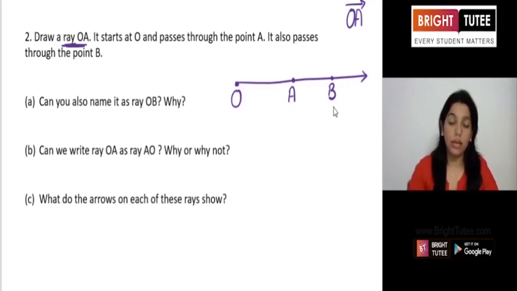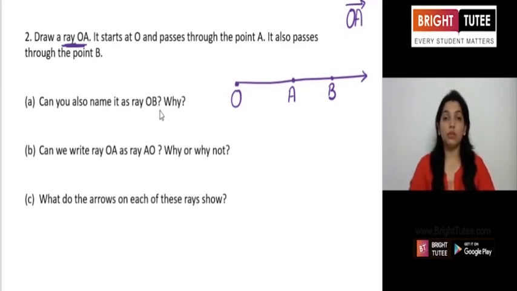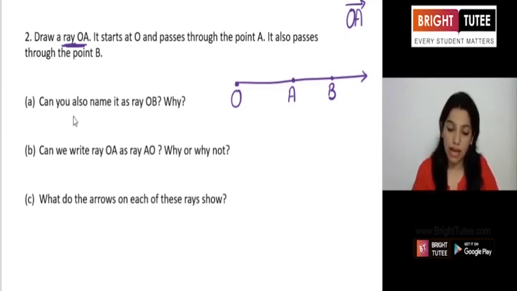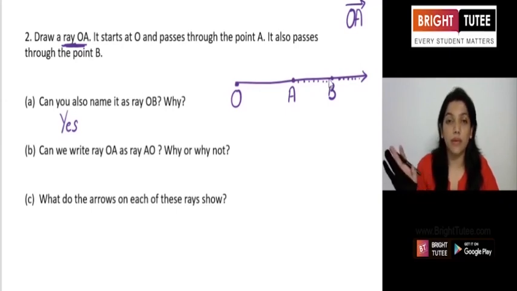Okay, so now looking at the first question, part A, it says, can you also name it as ray OB? So do you think we can name this as ray OB? What do you think? Yes, we can name it as ray OB. Yes, the answer is yes. Why? Because as we can see that A, B, or I can put infinite many points here on the line. I can put any number of points and I can just give them any number of names.